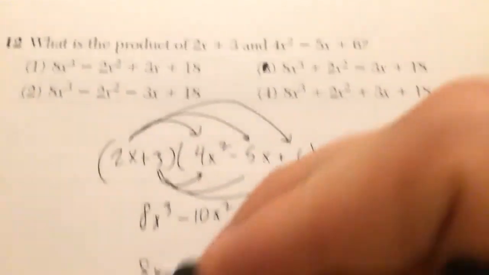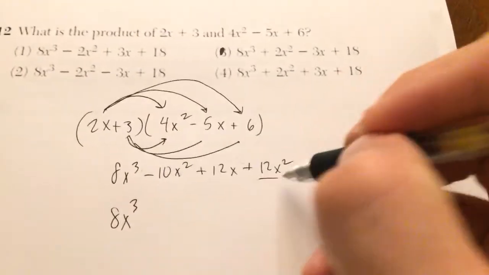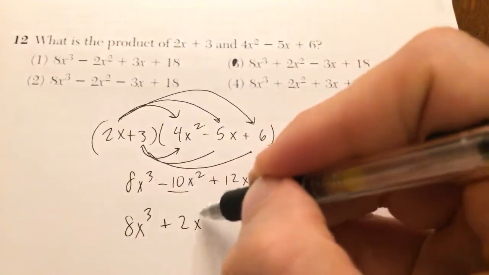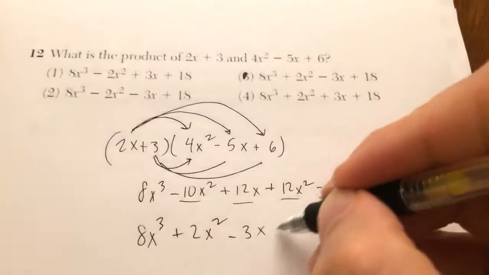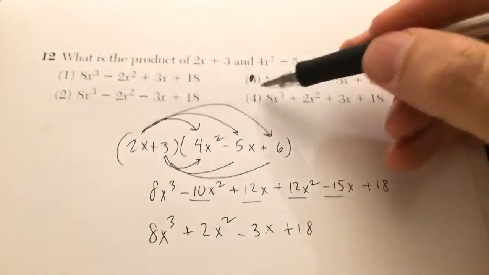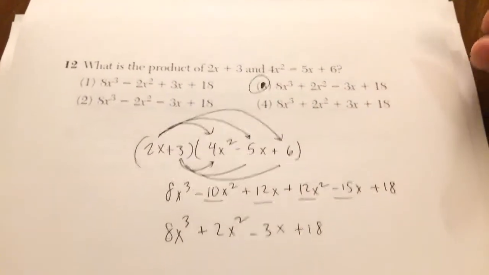Combining like terms, there's no other term with an 8x to the third. This and this combine for plus 2x squared. This and this combine to say minus 3x and then plus 18. And if you notice, this is the same answer as choice number 3.